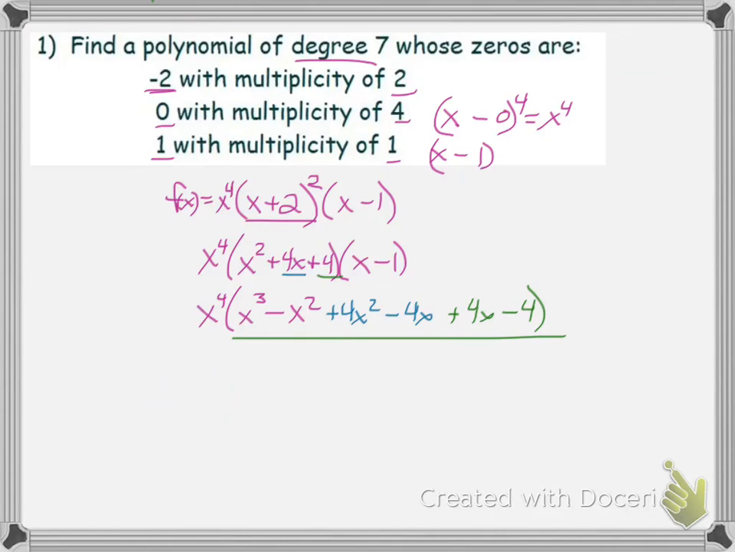I'm going to simplify all this first. I still got that x to the 4th out in front, so that's going to be x to the 3rd. These two combine to be positive 3x squared. These cancel out, minus 4, and I'm going to distribute the x to the 4th now, so that becomes x to the 7th plus 3x to the 6th minus 4x to the 4th.